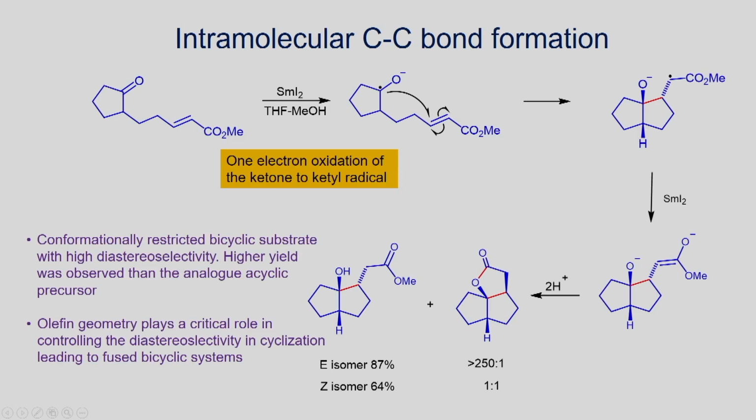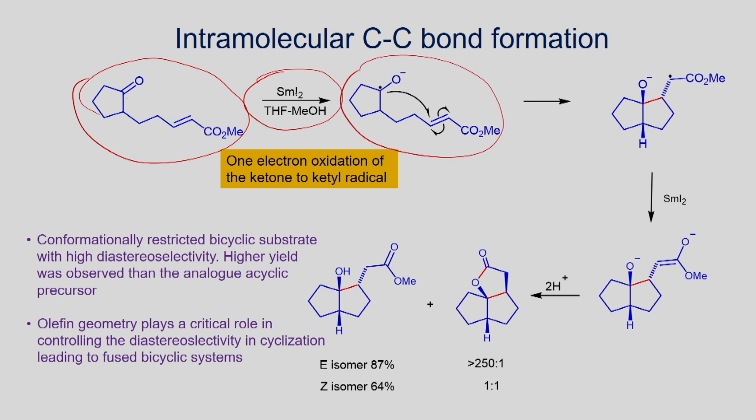Now let us look at the reaction of the cyclopentanone derivative. When you react the ketone with samarium iodide, it can give one electron to this, and it can lead to the formation of the ketyl radical, where samarium 2 is converted into samarium 3. So it is a one electron process, and this ketone can be converted into the ketyl radical.